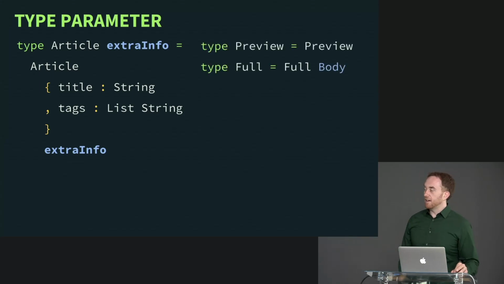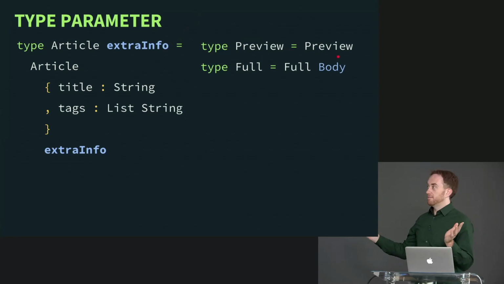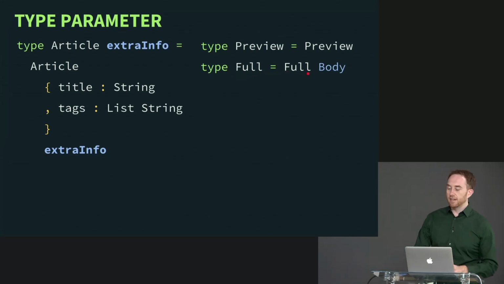So here are the types that I've defined for preview and full. So preview says type preview equals preview. And essentially means there is no other info. There is no extra info. The extra info that is here is just empty. And then we have type full, which has one variant, which holds on to the body of the article.